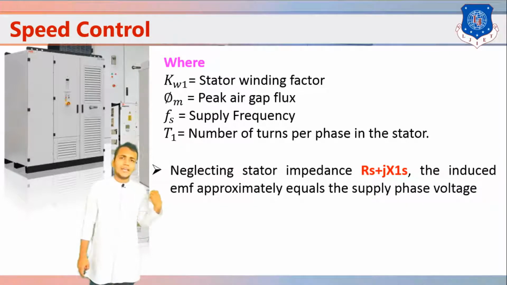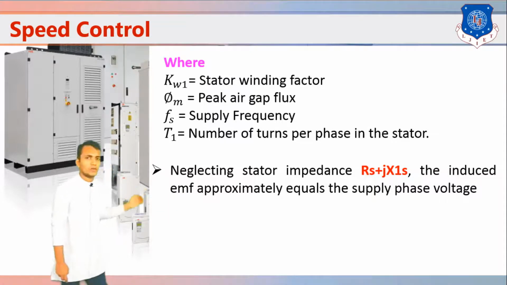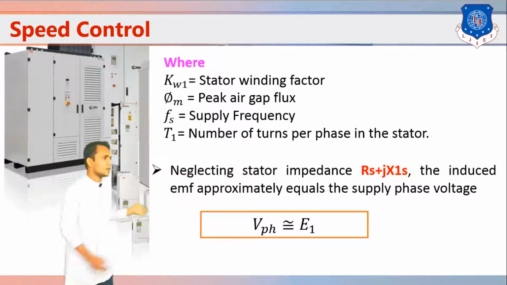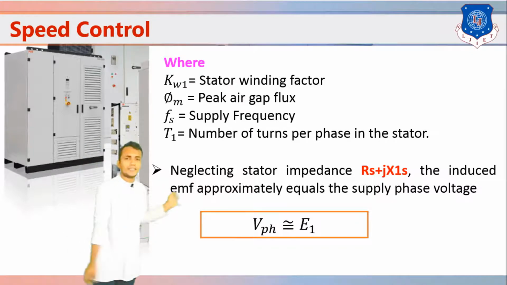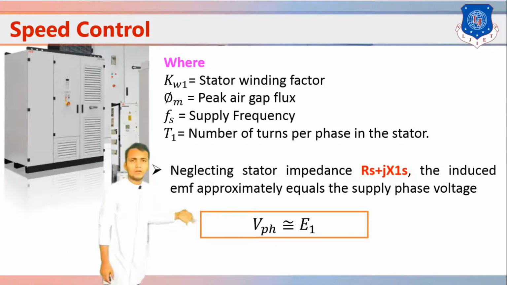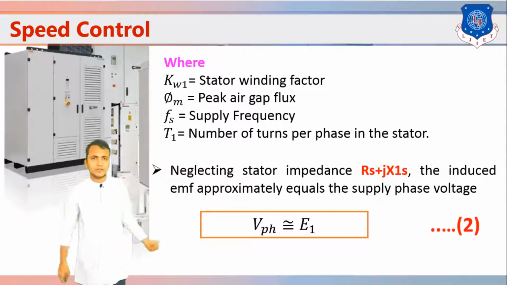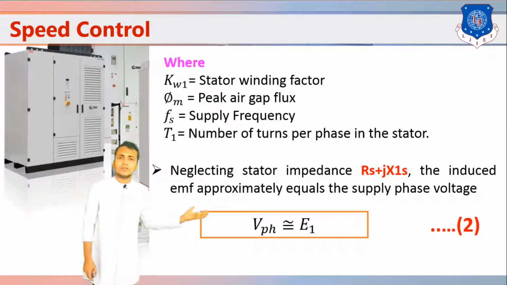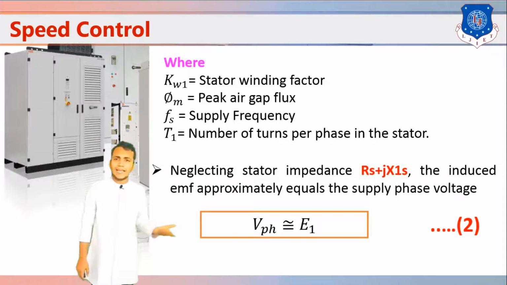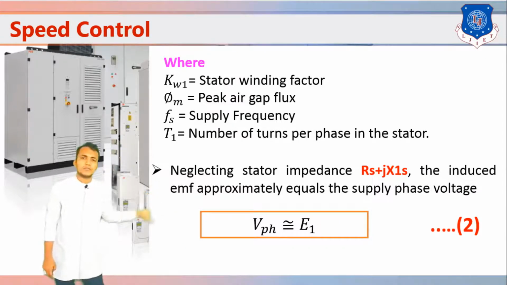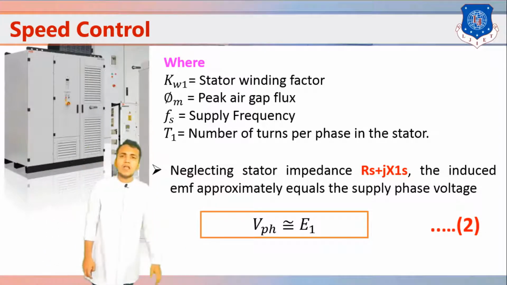And neglecting the stator impedance Rs plus jX1s, the induced EMF is approximately equal to the supply phase voltage. So that is given by this equation. You can see the supply phase voltage is almost equal to E1. So that's why we write this equation number 2. Here we have neglected the stator impedance, and then we can say that the phase voltage is equal to the induced voltage.